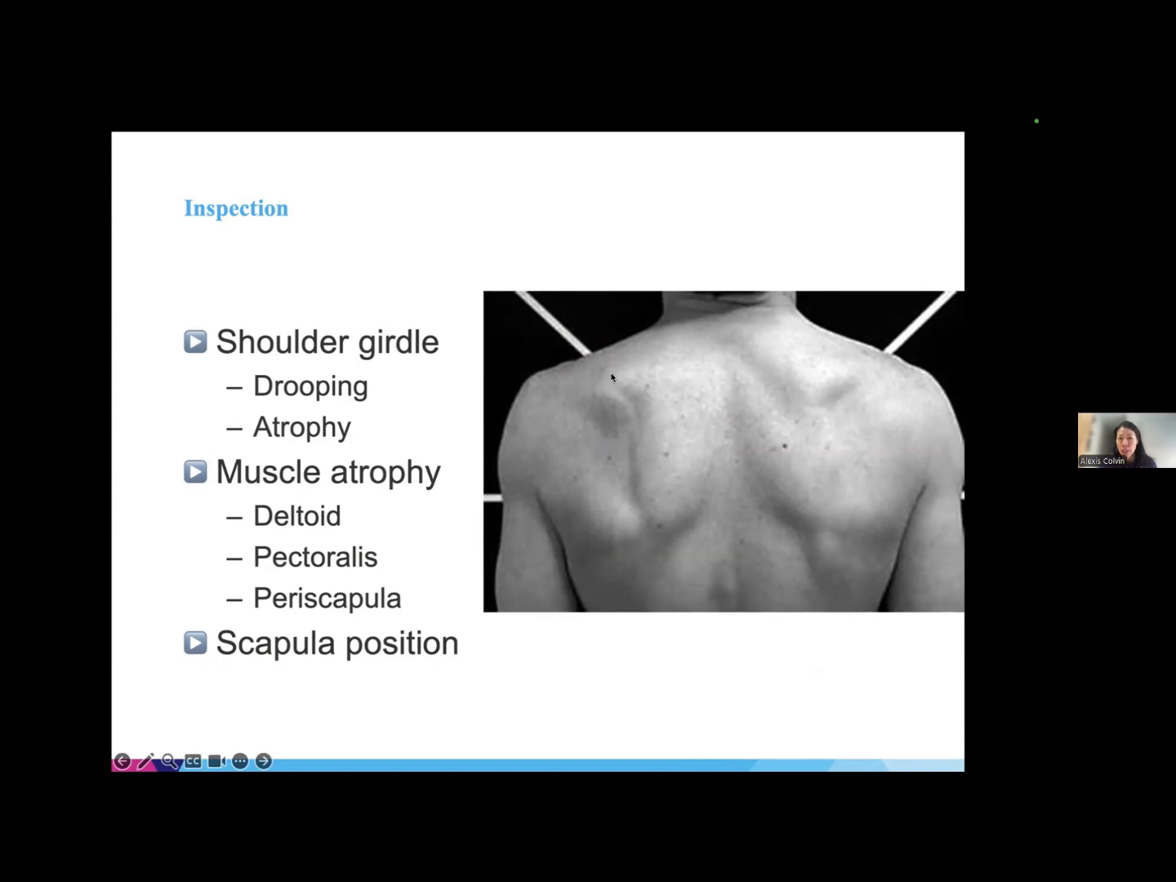In particular, if they're complaining about pain on their dominant side, in general, you would expect the musculature on the dominant arm to be more robust than the non-dominant side. So if they have atrophy on the side that's non-dominant, that's more likely a chronic condition or an acute on chronic condition.